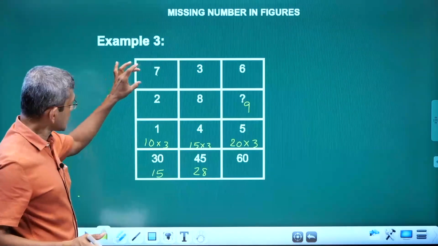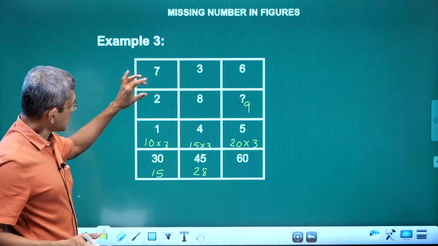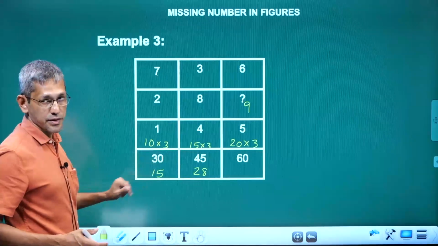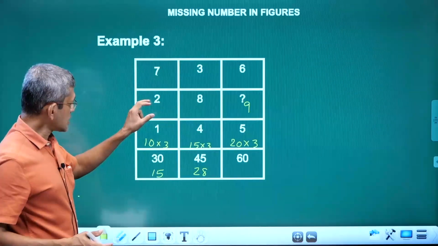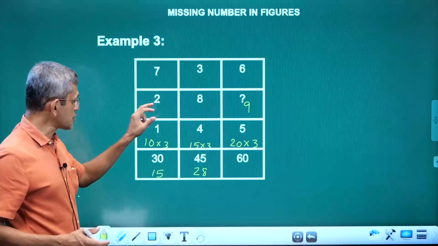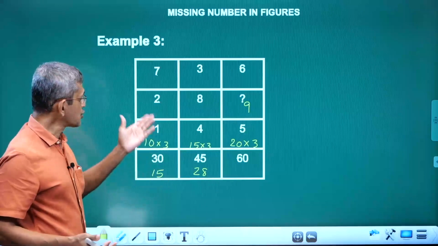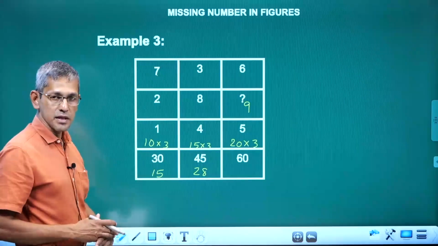Sometimes it could be like, 7 plus 2, 9 plus 1, 10, and this number would be 100. That means what? 10 square. Sometimes it could be 2 into 1 plus 7. So 2 into 1 is 2, 2 plus 7, 9. That could be the case.